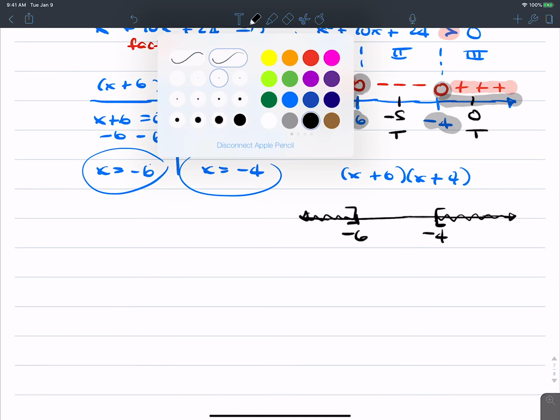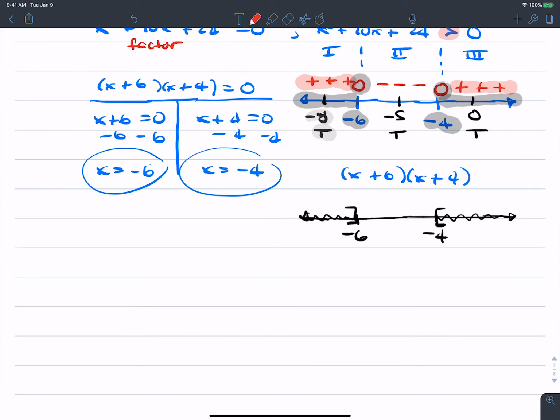If we want to describe it in set notation, we describe the left piece. This is numbers less than or equal to -6. Numbers greater than or equal to -4. Now this portion here is my description. Notice I use the word or. And so I can say the domain is the set of all real numbers x such that this description is satisfied.